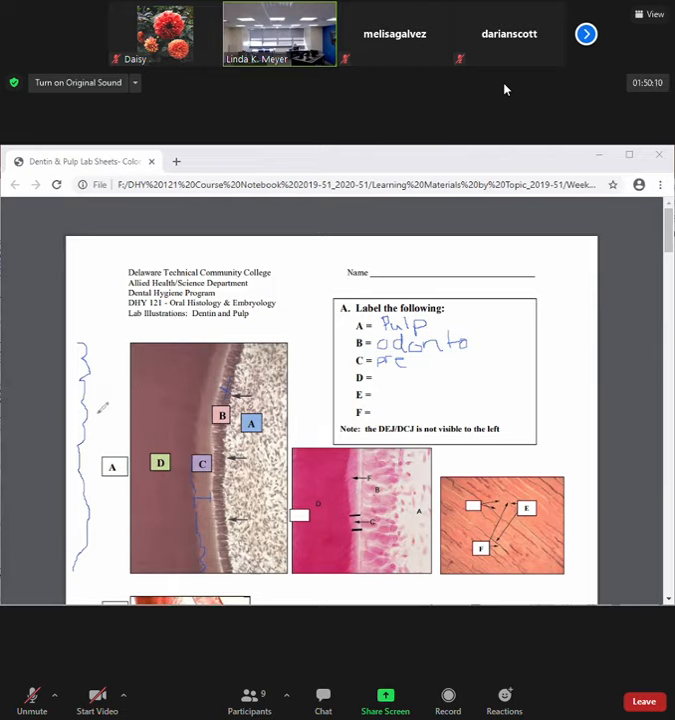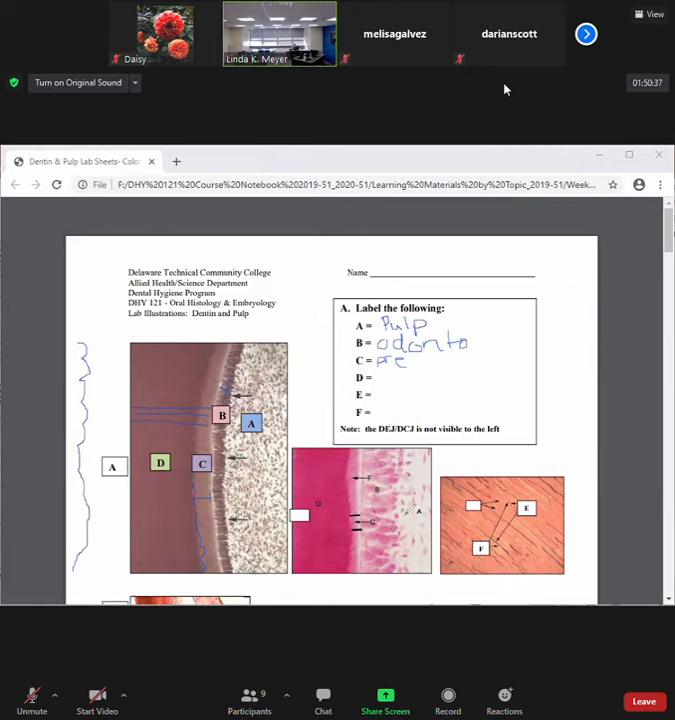What you can see at a very low magnification, it just looks like fine black threads or hair. Those are the dentinal tubules at a very low magnification. There's not a letter there for them because you can't, but that would be letter F. You know, those little tubules.